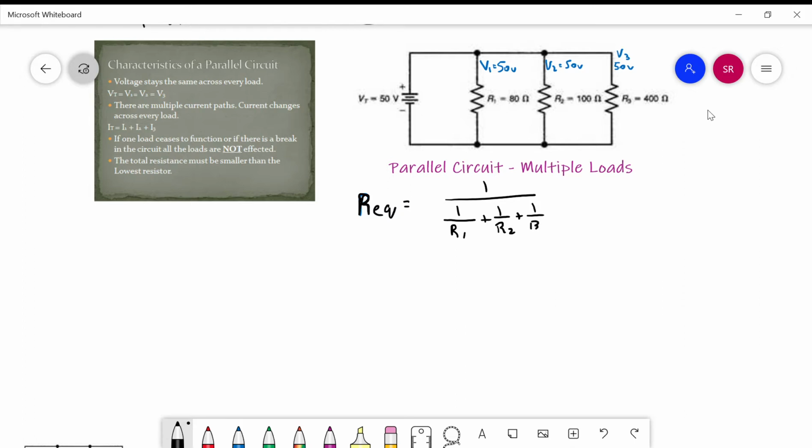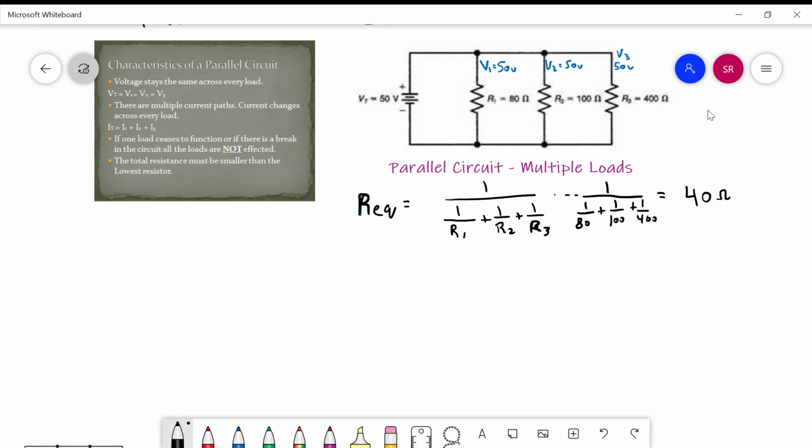I like this formula because it allows us to combine multiple loads. If I had 4 resistors, I could add 1 over R4. If I had 5, I could add 1 over R5, and so forth. I could just keep moving. So if I work this out, it looks something like this: 1 over R1 is 1 over 80, plus 1 over 100 for R2, plus 1 over 400 for R3. If you work this out, you should get 40 ohms.